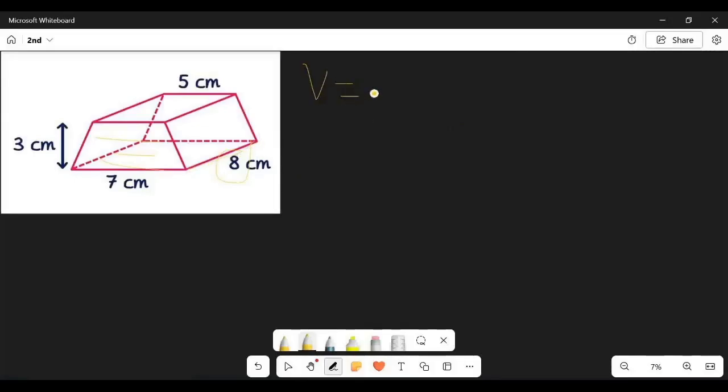So volume would be the area of cross section. We all know the trapezium's area formula. That would be half (A plus B). A would be 7 and B would be the value of this length. As we know, this is 5. So this is equal, as this is a right triangle, it will also be 5. 7 plus 5 into height, that would be 3. This is the area of the cross section, and we have to multiply it with the length, that is 8.